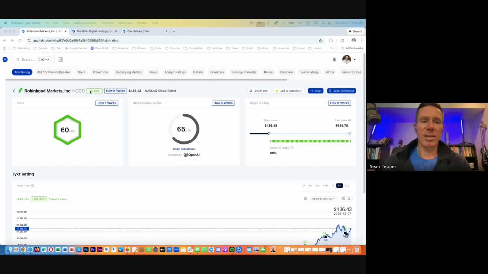So first thing on the list, this is an on-sale stock. Again, only 15% of stocks get there. You need a score of 50 or higher, which they have, and you need a margin of safety of 50% or higher. This right here, 80%, is a really good sign. This is telling us that EPS is increasing. In the middle, we have the 4M confidence booster.